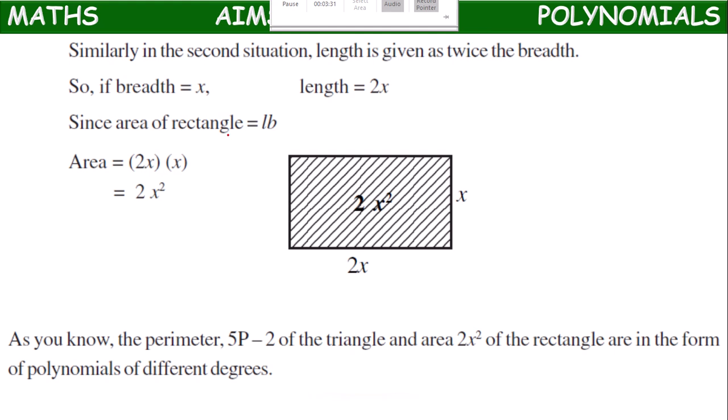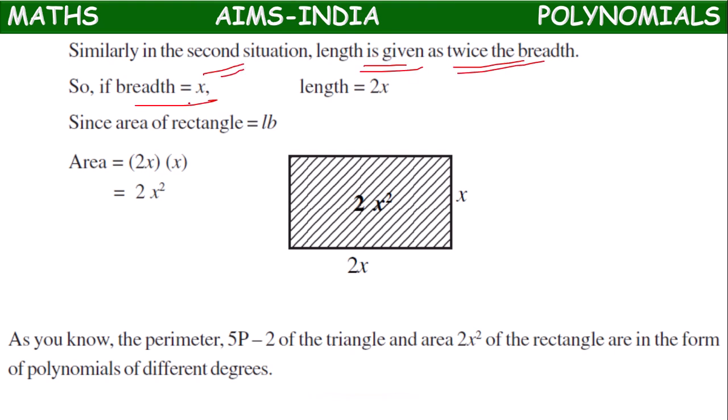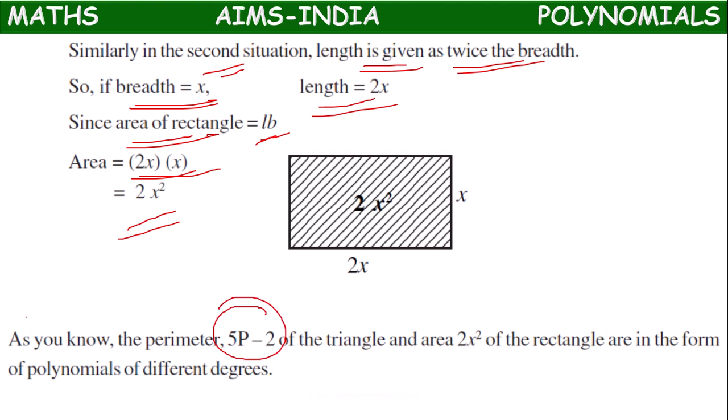In the second situation, the length is twice the breadth. The breadth is X, the length is 2X. The area formula is length into breadth, which means 2X into X. 2X square is the area. In the first situation, we have got the perimeter 5P minus 2. In the second situation, we have got the area as 2X square.